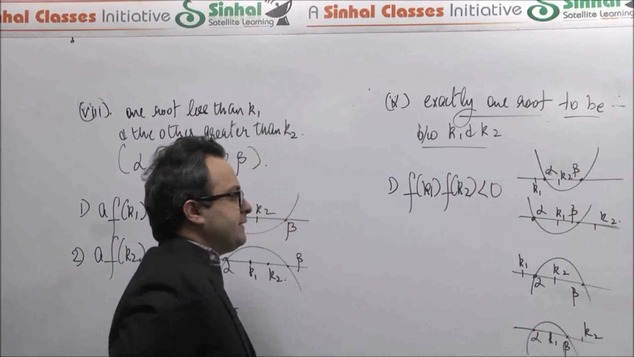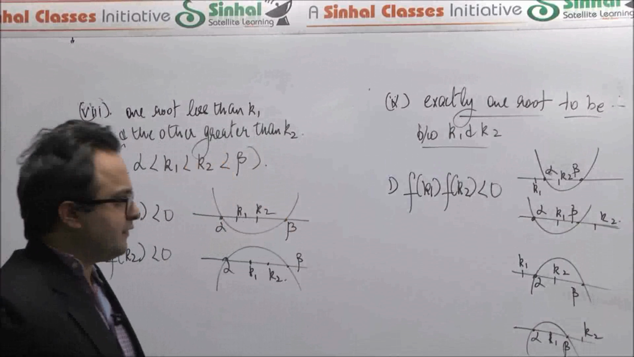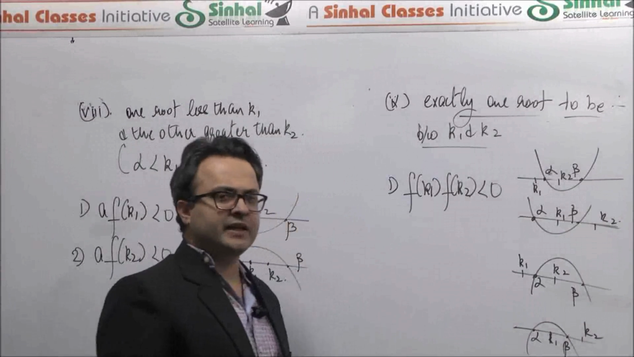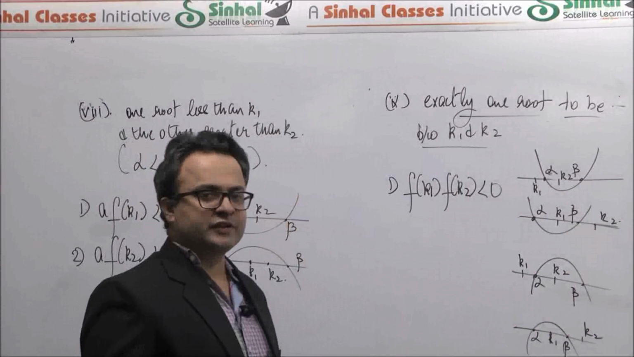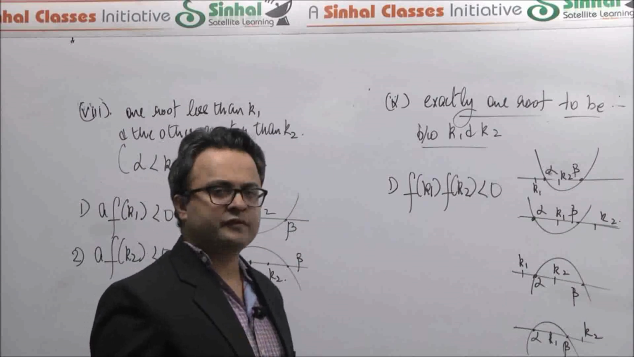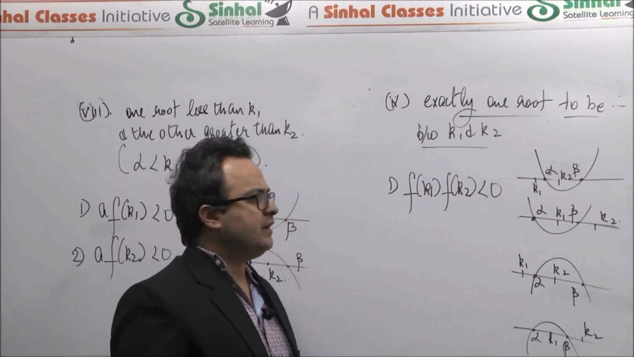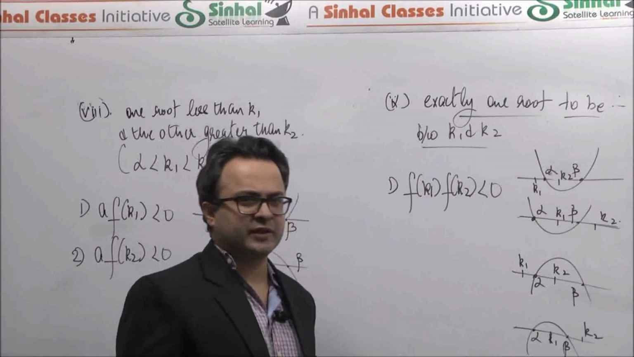In each of these four cases, it's easy to see that if I look at the signs of the function values at k1 and k2, the two values f of k1 and f of k2 clearly have opposite signs, and therefore the product should be negative. And this, it turns out, will be the only condition that you really require.